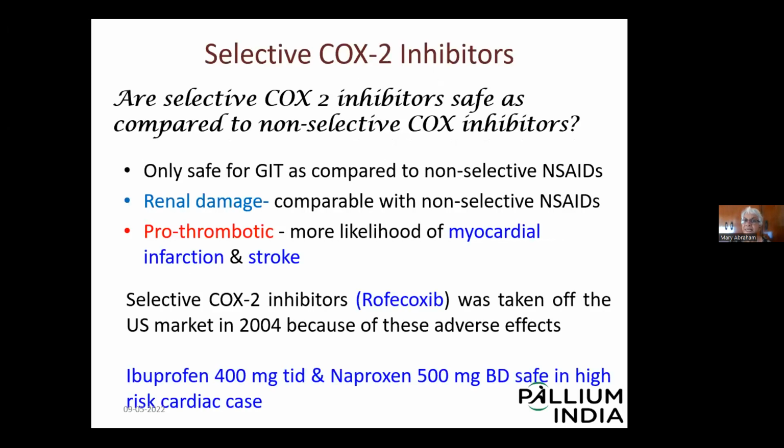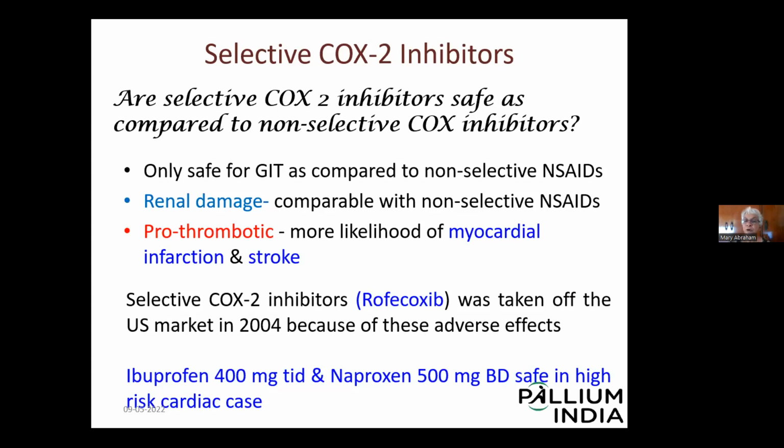Now, coming to the selective COX-2 inhibitors, are they really as safe as compared to the non-selective COX inhibitors? Where the GIT is concerned, it is definitely beneficial, but its renal effect can be comparable to the non-selective NSAIDs. On the other hand, it has the disadvantage that it is prothrombotic, and there could be more incidence of myocardial infarction and stroke, especially in susceptible people with atherosclerosis.